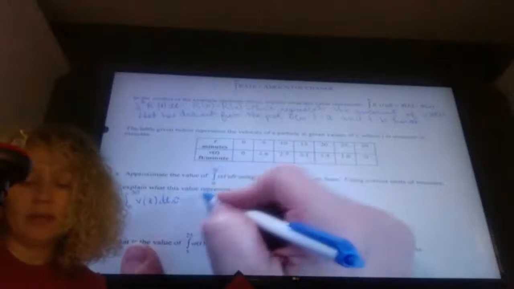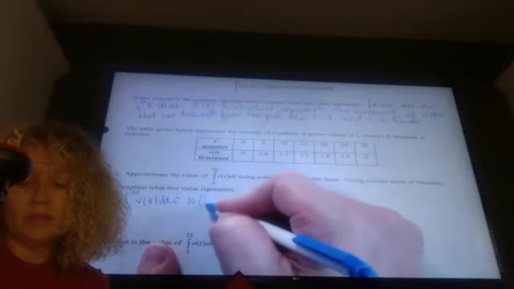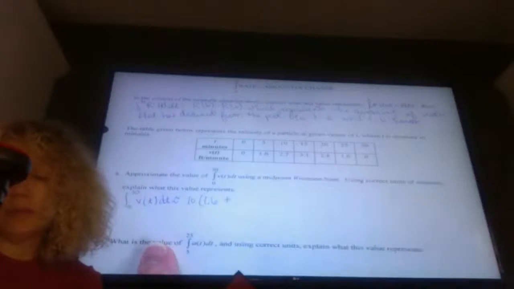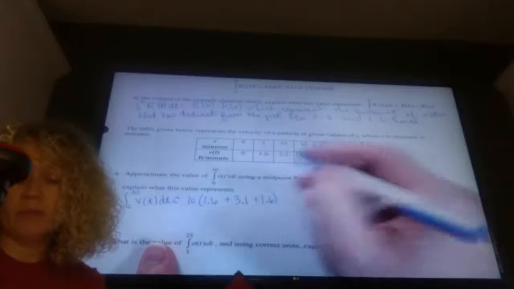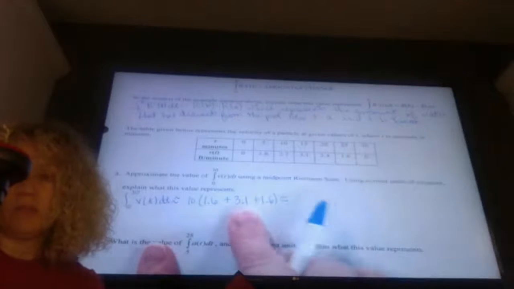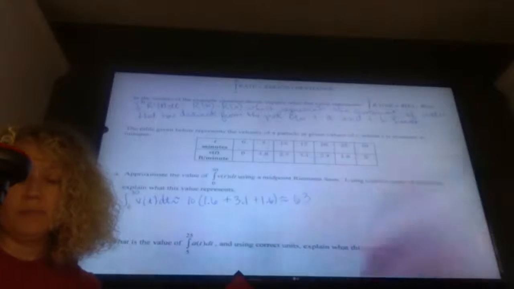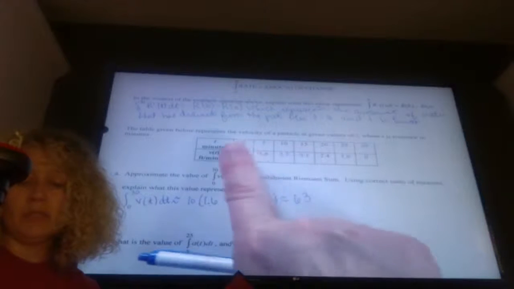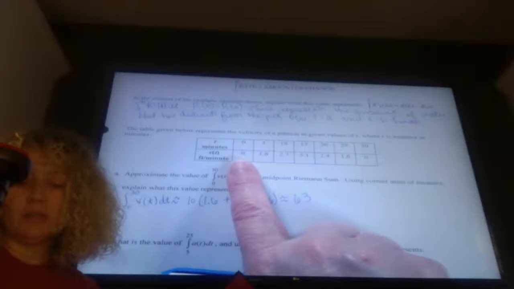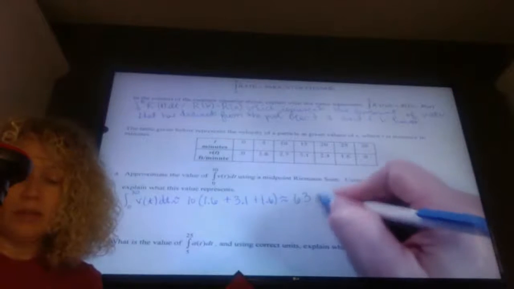so they're going to be like 10 from 0 to 10. And the first midpoint is 1.6. And the second midpoint would be 3.1. And then the third midpoint would be 1.6. Forgot my calculator. It's not here with me. So that's 6.3 times 10. So it'd be 63. Now, this is the rate of a particle where t is measured in minutes, and this is feet per minute. So this would be 63 feet.